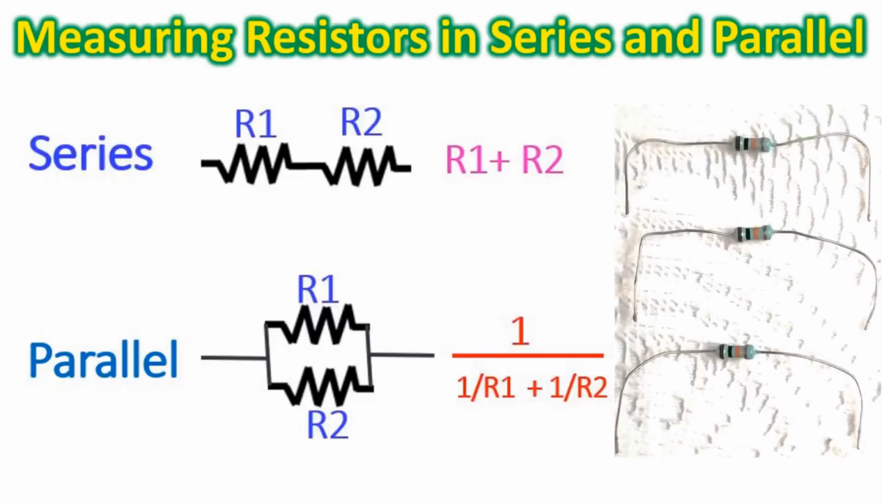Checking the total value of resistors connected in series is rather simple. You just have to add the total values of each resistor and you get the final value. But it is not that simple when you connect resistors in parallel. You have to take the inverse value of each resistor, sum them up, and finally get the inverse of the sum to get the final value of resistors connected in parallel.